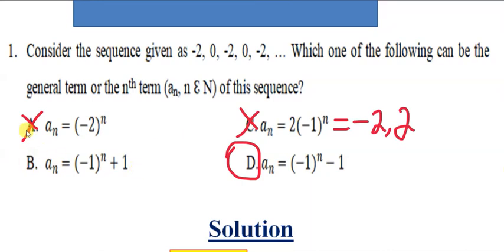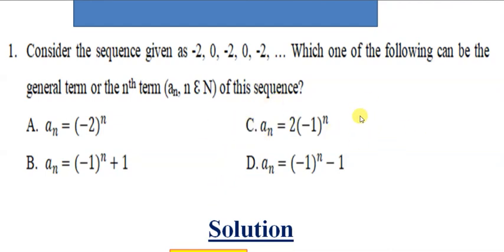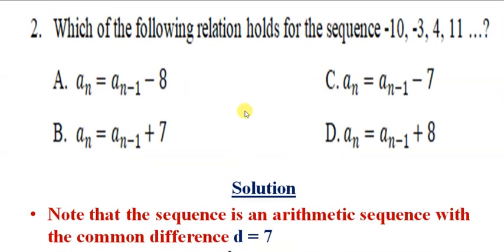Now let us see question number 2. What does question number 2 say? Suppose again this question appears on the coming national examination. Here the question says, which of the following relations holds for the sequence minus 10, minus 3, 4, 11, and so on?